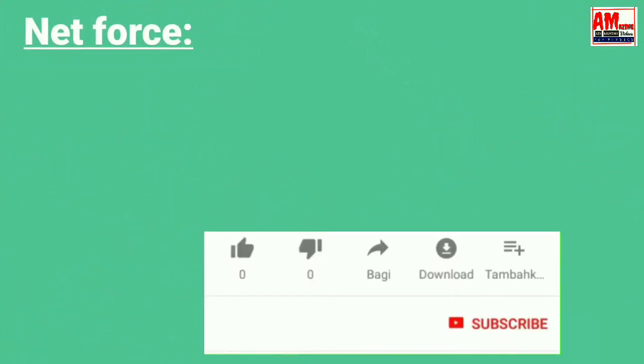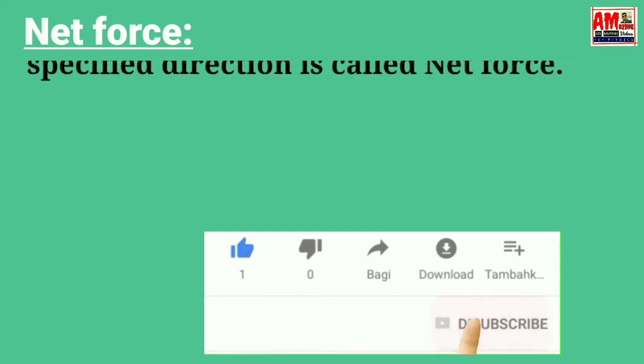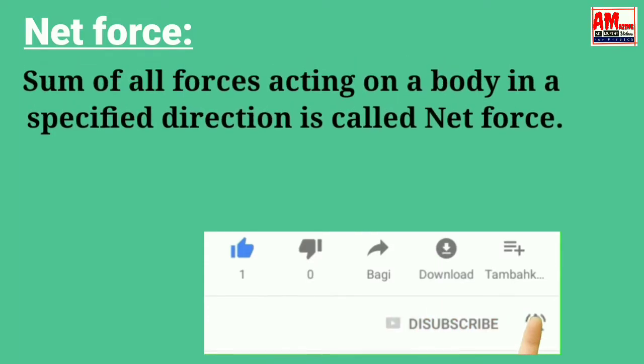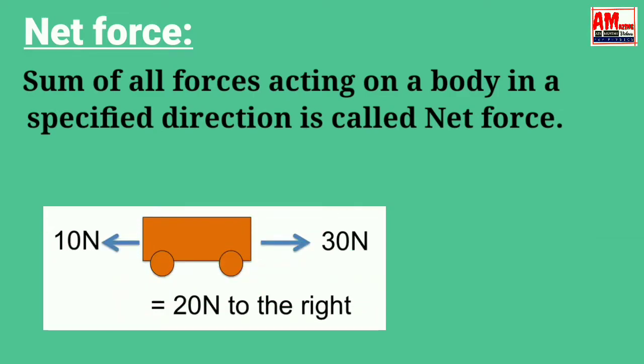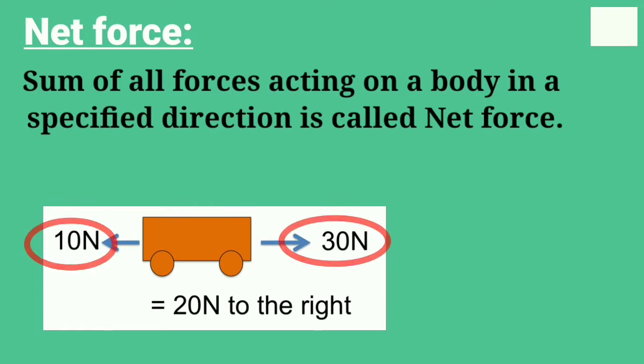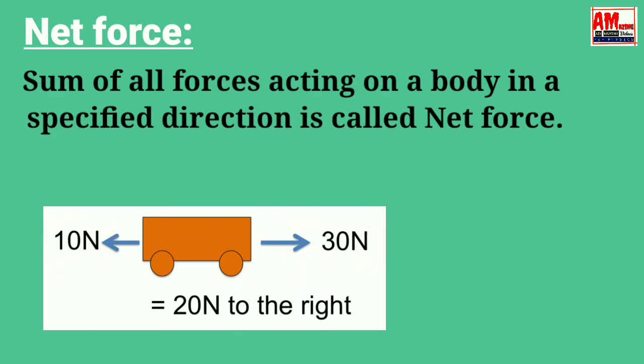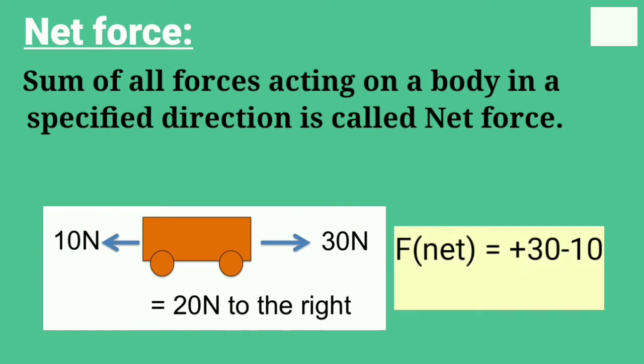Before going to understand Newton's first law of motion, let us see what net force is. Net force is the sum of all forces acting on a body in a specified direction. Let us see an example. There is a vehicle, 30 newtons is acting towards the right side and 10 newtons is acting towards the left side. The sum of the forces on the vehicle, that is the net force, is equal to right side plus 30 newtons, left side minus 10 newtons, that is equal to plus 20 newtons. Net force on the vehicle is equal to 20 newtons.